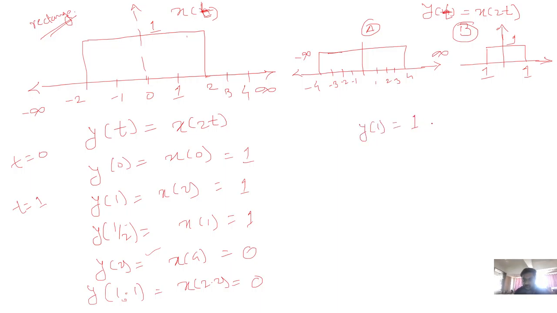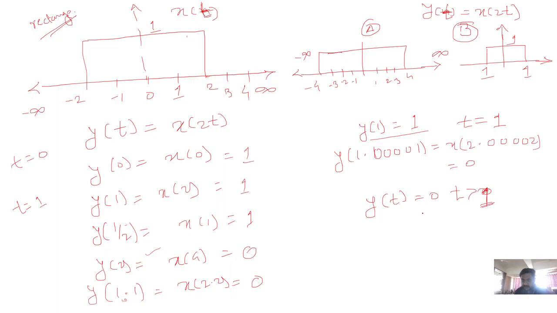Y of 1 was the last value when we had amplitude 1. Y of 1.00001 is going to be x of 2.00002, and that is going to be 0. Am I right? Yes, sir. That means y is going to get value 1 up to t equal to 1. After that, for t greater than 1, y of t is going to be 0. Therefore, for t in between, it is going to get value 1, and it will look like this. This was 1 and this was 1.